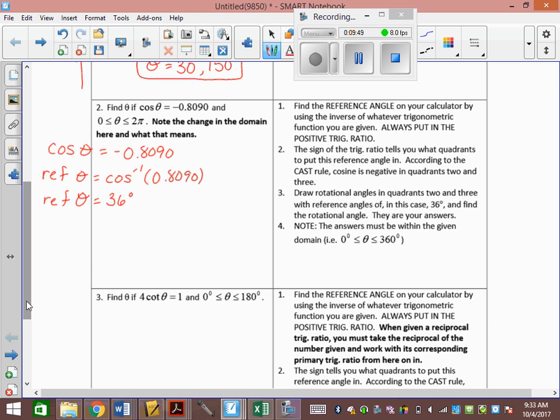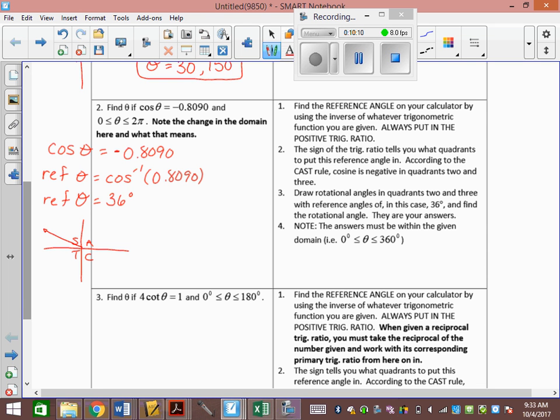So 36 degrees. That's lovely. That's my reference angle. How do I find out where my arms are? Where cos is negative. I have to use CAST. And why is it where cos is negative? Because cos is negative. So we do our CAST, C-A-S-T. Where is cos negative? 2 and 3.